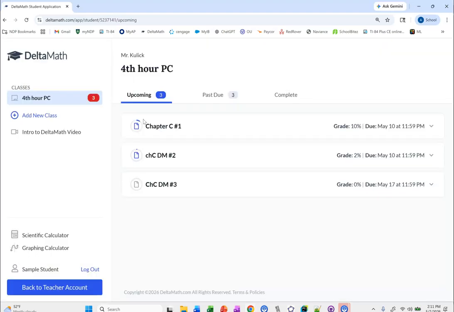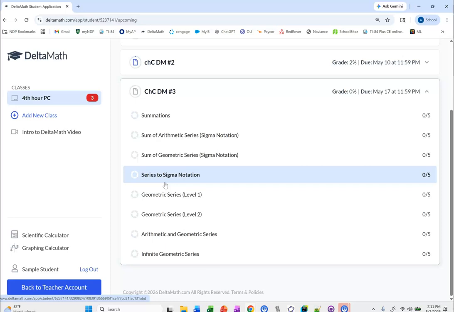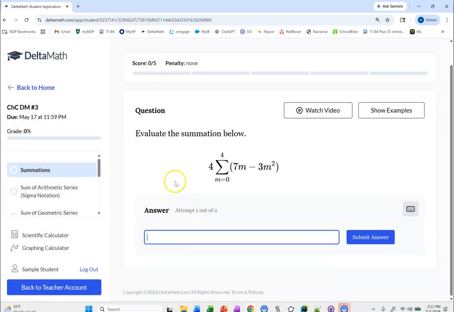So this is the last Delta Math for the year. I know, it's exciting. It asks you to evaluate the summation. How are we going to do this? Use the calculator. Just type it in, press enter, move on.